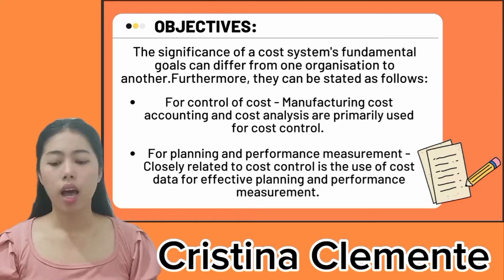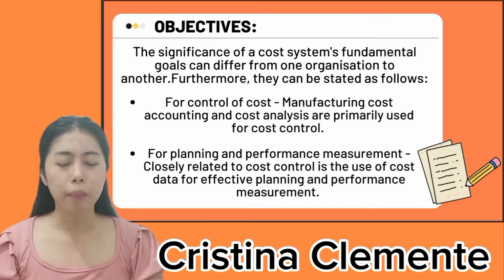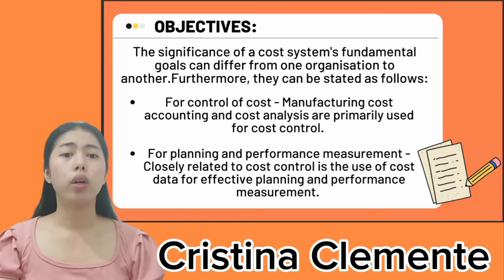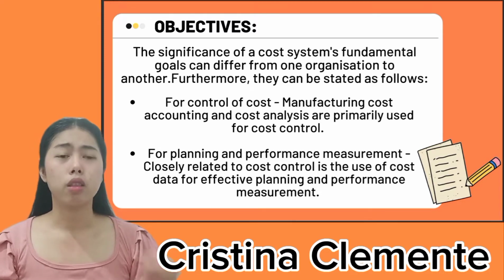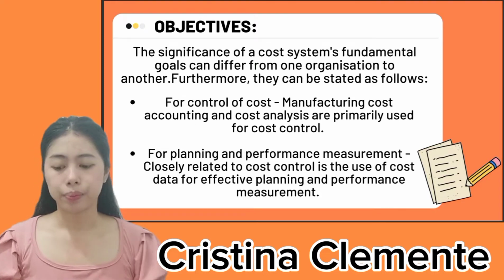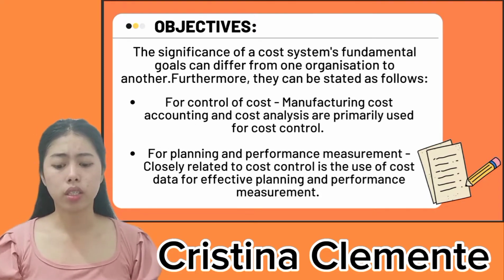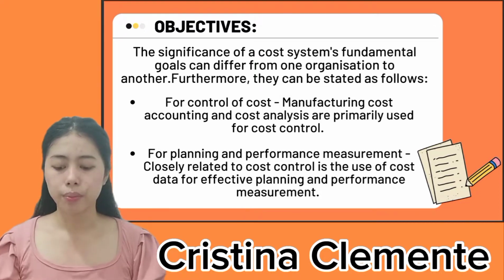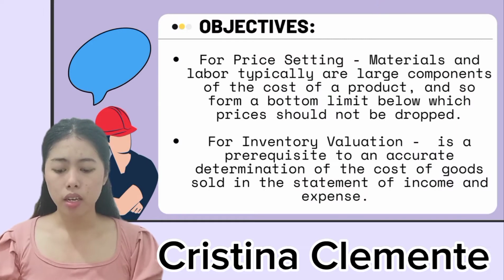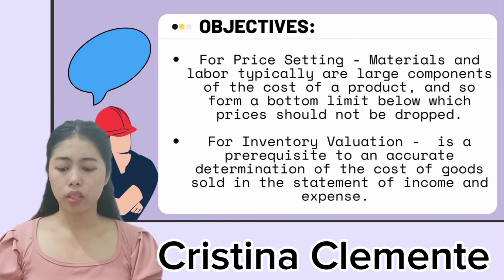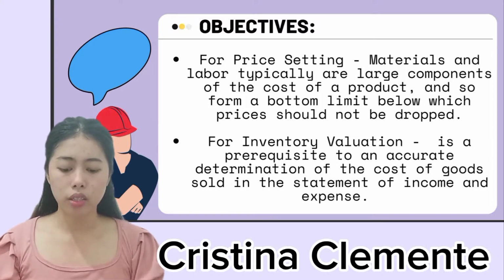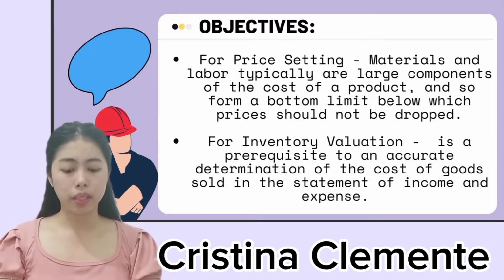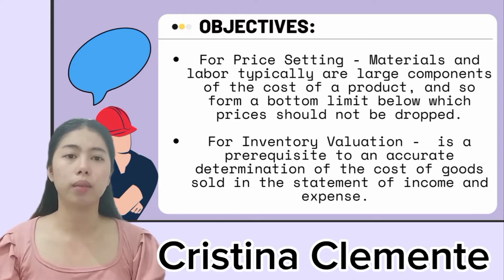So that means using performance measurement, companies may discover their strengths and weaknesses, also areas where improvements are due or needed, because performance measures give information necessary to make future decisions. So in price setting, materials and labor typically are large components of the cost of a product and so form a bottom limit below which prices should not be dropped.